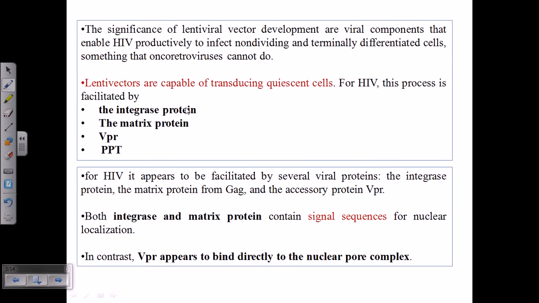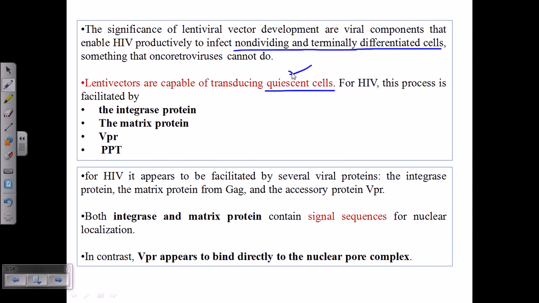Okay, now here, the significance of lentiviral vector development is the viral components that enable HIV productivity to infect non-dividing and terminally differentiated cells. That is the advantage. Now the lentiviruses are capable of transducing quiescent cells. This is another very important assumption. Not an assumption, it is actually a proven fact.